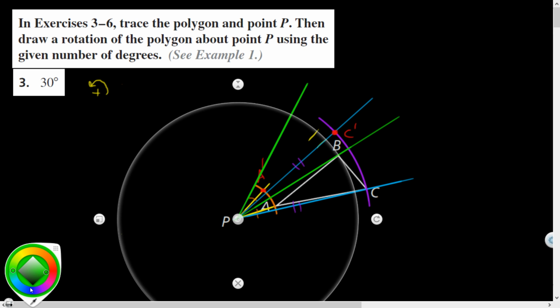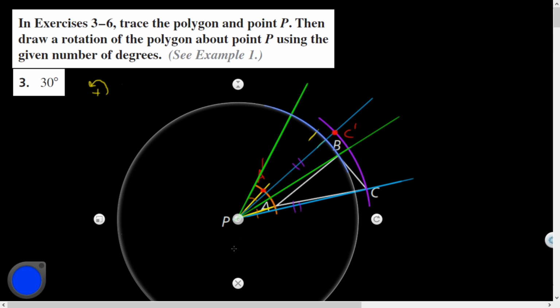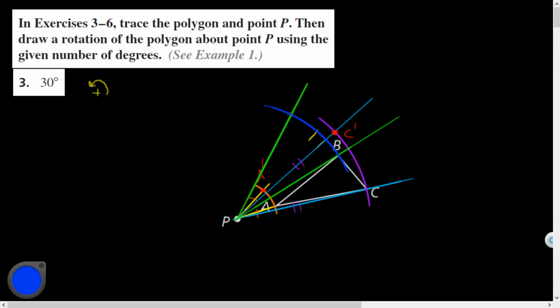Let's see, what's a good color here? Maybe I'll do this dark blue. I'll swipe that across like so. There's my intersection, and I would label that point right there as B prime. Now let's connect our dots and draw our new triangle.